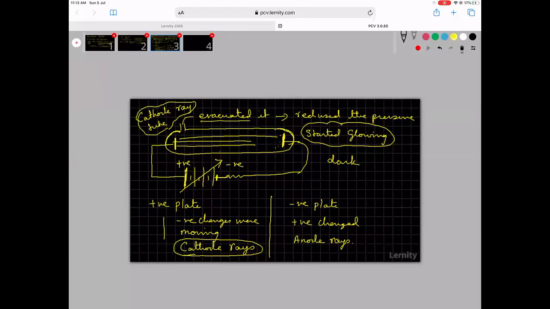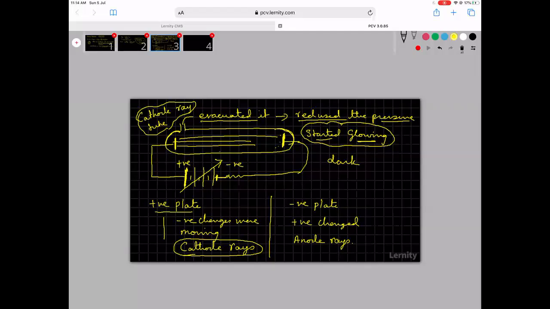Okay, you write down. This is evacuated. Evacuated means what? Reduce the pressure. Then it started glowing. Then it is called the cathode ray tube. Then you have the positive plate. Positive plate is connected to the positive terminal of the battery. Negative plate is connected to the negative terminal of the battery. And then some particles were moving towards the positive plate. Now they realized that because it must be negatively charged, it is moving towards the positive plate.